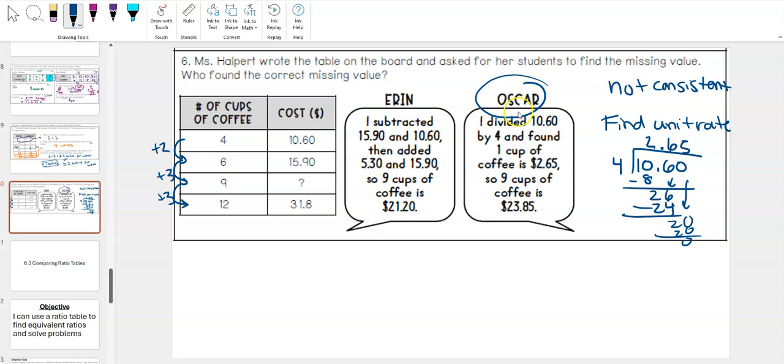In this case, Oscar is correct, and that is because if you look, we do not have a consistent ratio in this table, and if we do not have a consistent ratio, then we cannot skip count and add things in our table. So Oscar is correct that we need to find a unit rate because it's not consistent by dividing and then multiplying. All right, and that is it for our first thing of ratio tables.